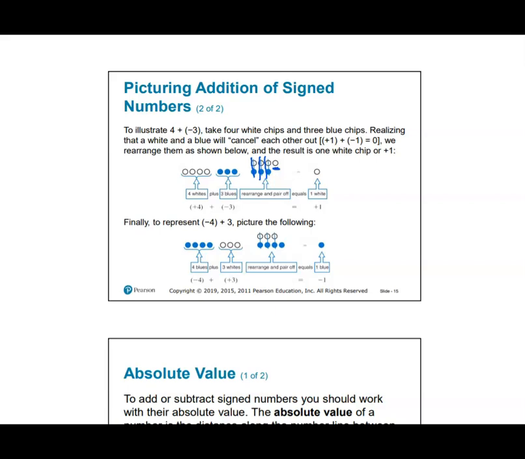So if we want to represent -4 plus 3, we would have 4 blue chips for the -4, and then we would have 3 white chips for the +3. And when we line these up, we're left with 1 blue chip because these cancel each other out, and so the answer is -1.